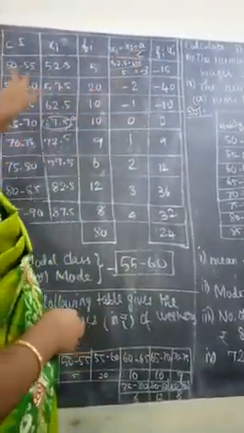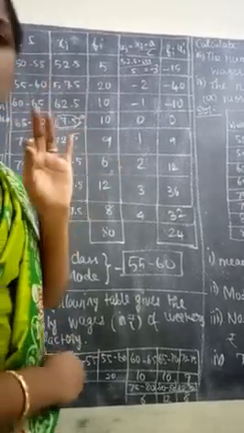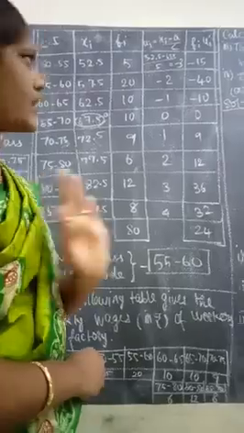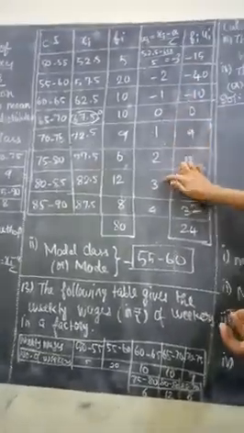So 67.5, divided by what is c? c is the class width. What's the difference here? 50 to 55, 55 to 60, 60 to 65. So the width is 5, the interval. So divided by 5 equals minus 3. In the same procedure, minus 2, minus 1, 0, 1, 2, 3, 4.